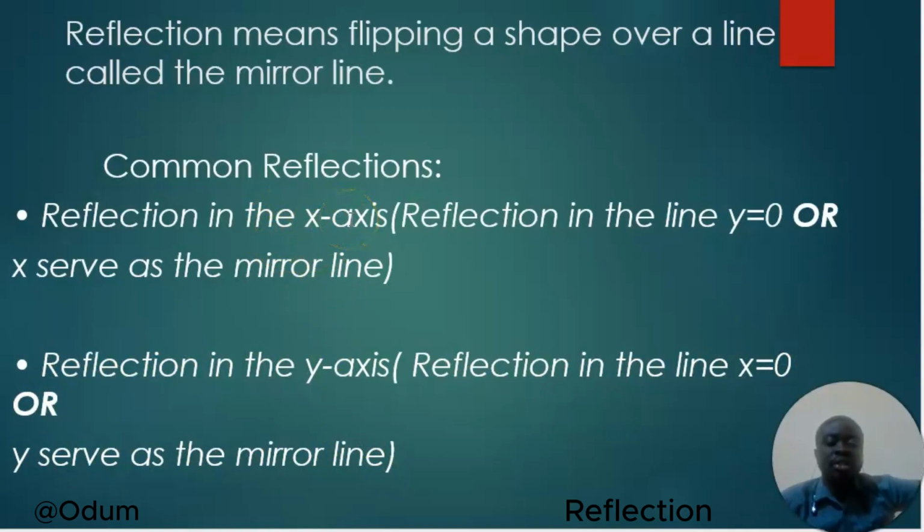So we are going to take each of them and look at how to do those reflections. In exams, if you don't see reflection in the x-axis, maybe you see reflection in the line y equals 0, or you see reflect this point with the x-axis as the mirror line. Any of these is the same thing. The same is true for reflection in the y-axis. When you see reflection in the y-axis, what you do is the same as reflecting in the line x equals 0, or the y-axis as the mirror line.